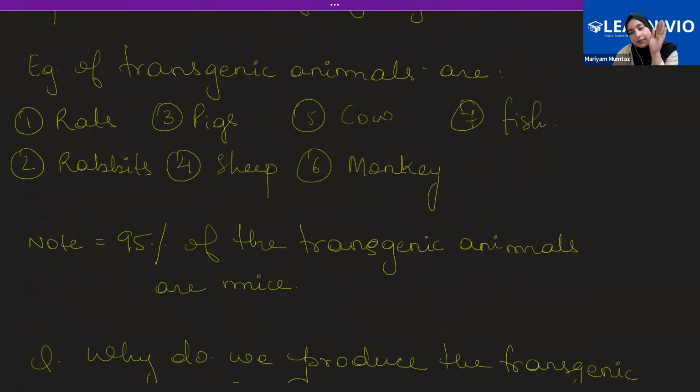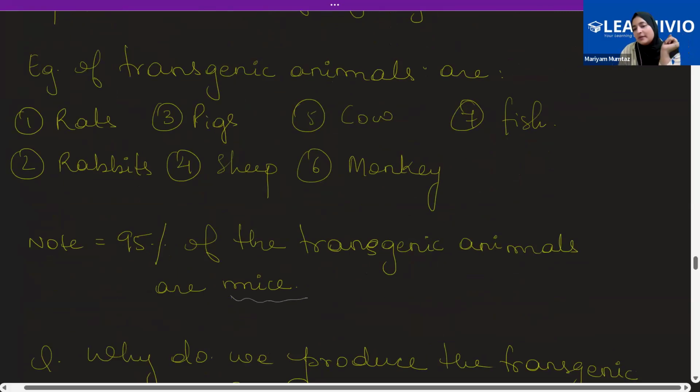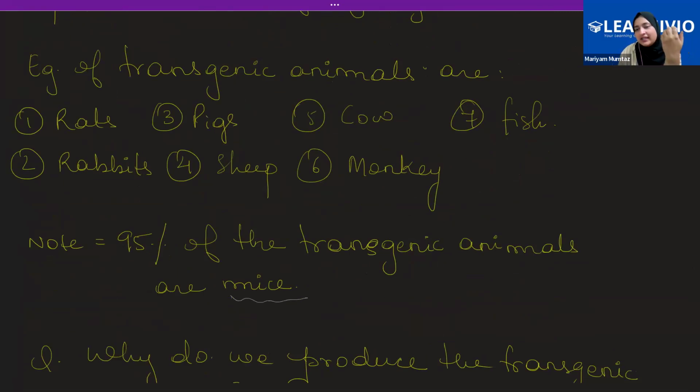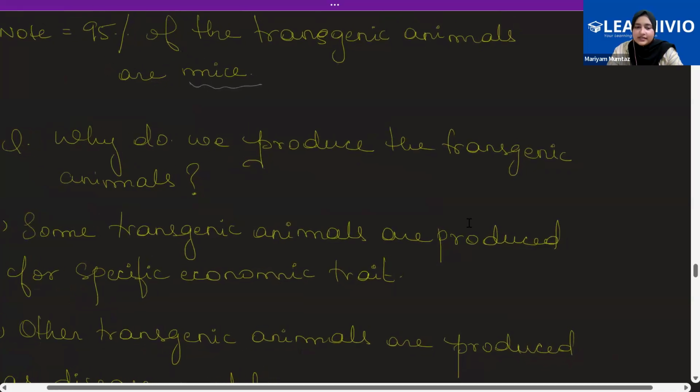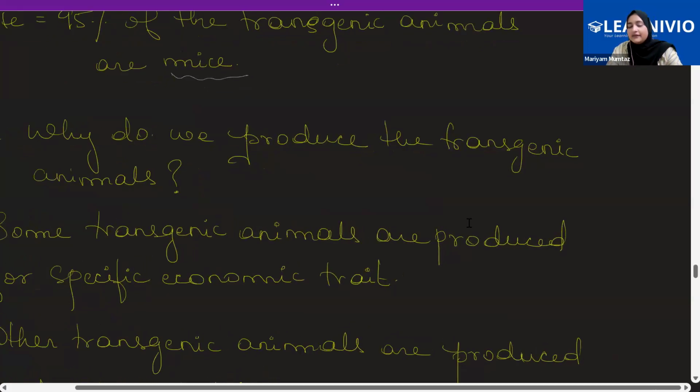Out of all of them, the majority of the transgenic animals are mice. And you people might know that most of the drug testing and cosmetics testing, any chemical testing, is mostly done on mice. Right. Sometimes it's done on rabbits also. But that's it. Now, why do we produce transgenic animals? What is the need? Why are we troubling them? Why are we torturing them?